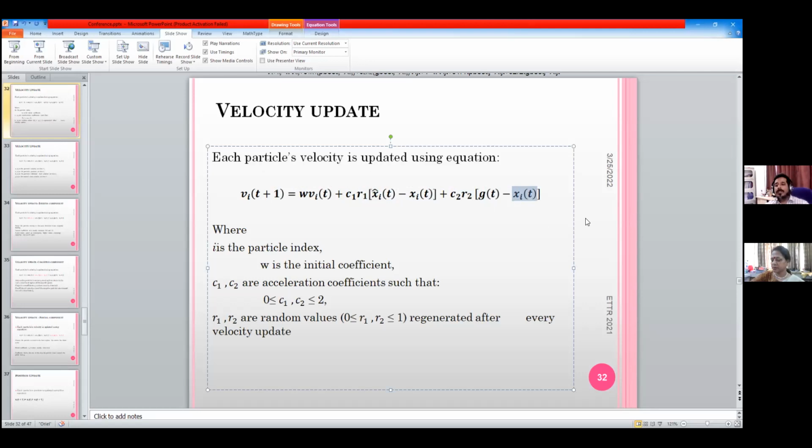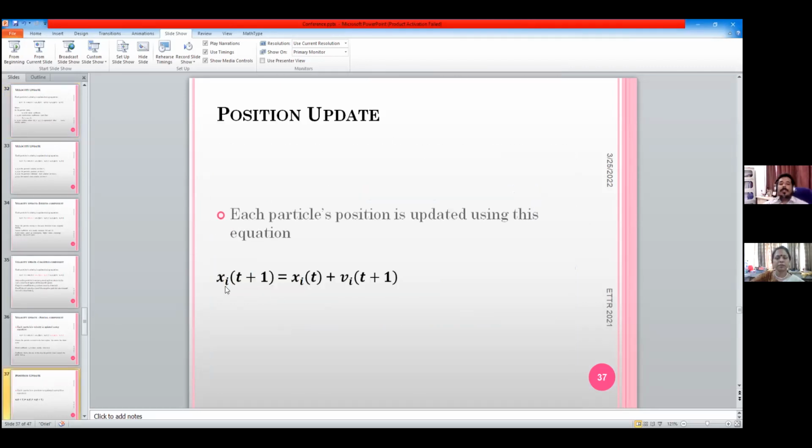So this is the only equation, and next is the position update. Position in the (t+1)th iteration is its previous position plus its velocity. Only this is the formulation of particle swarm optimization. By using this formulation, there are thousands of problems that can be solved.